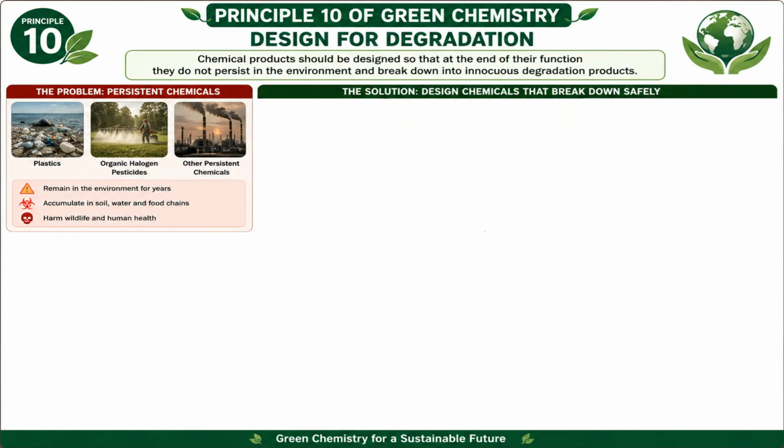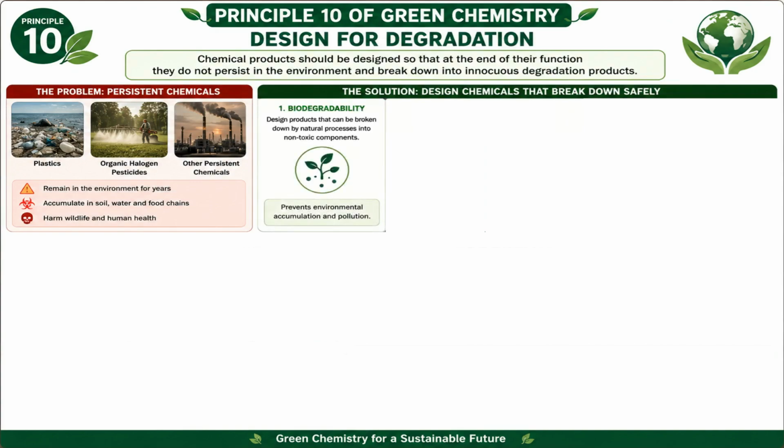This can be achieved by various methods. First is the biodegradability. It is extremely important that chemical products should be designed to be biodegradable, meaning they should be susceptible to be broken down by natural processes into non-toxic components. This reduces the risk of environmental accumulation and pollution, ensuring that products do not contribute to long-term ecological harm, especially to human health and wildlife.